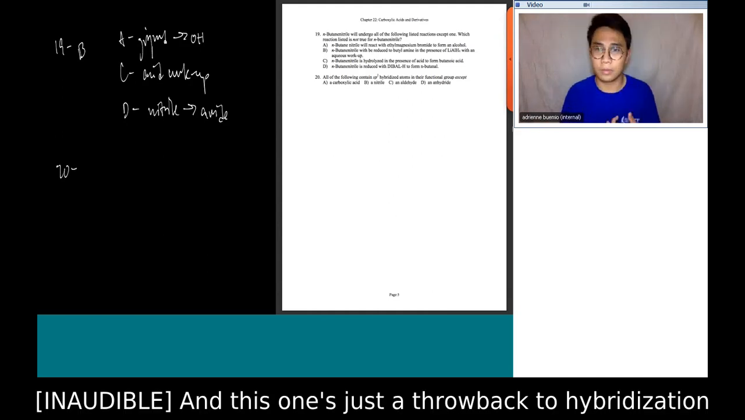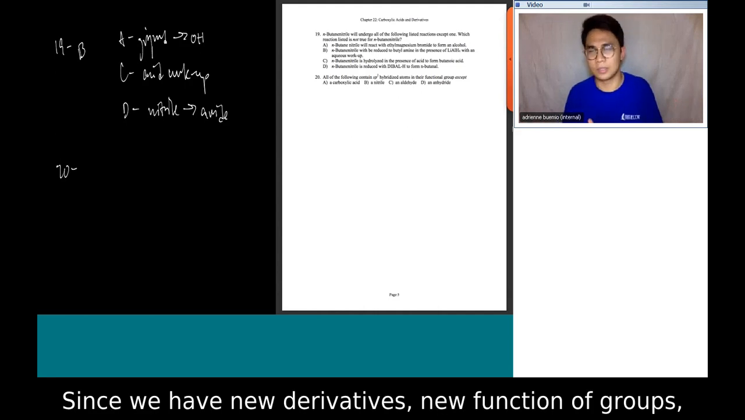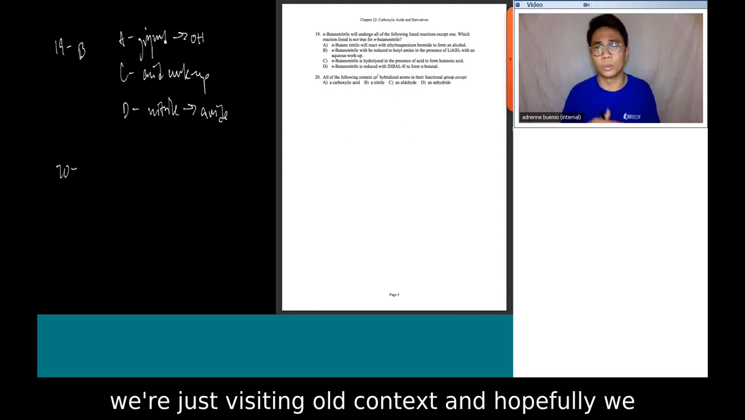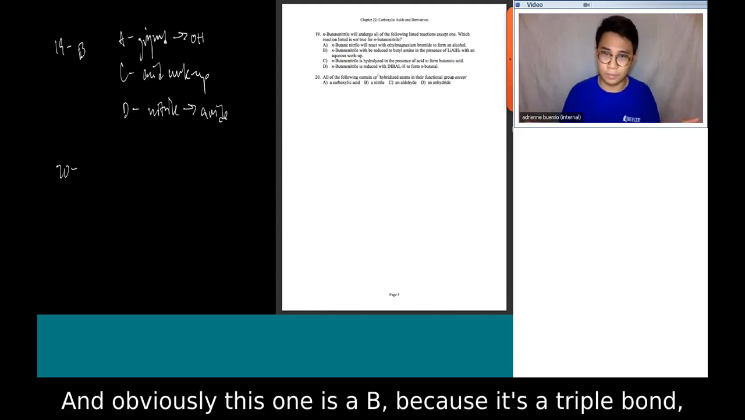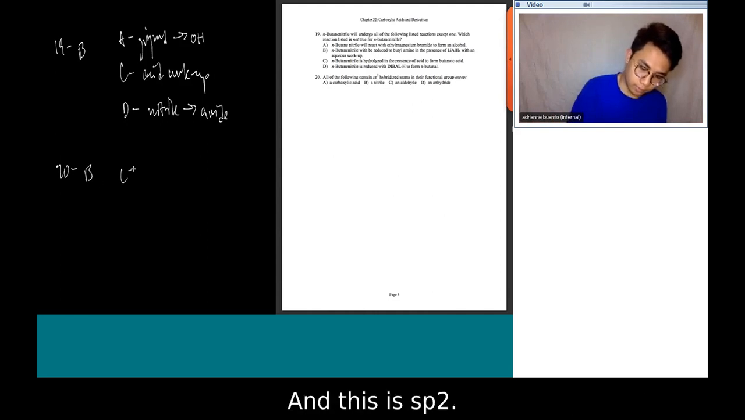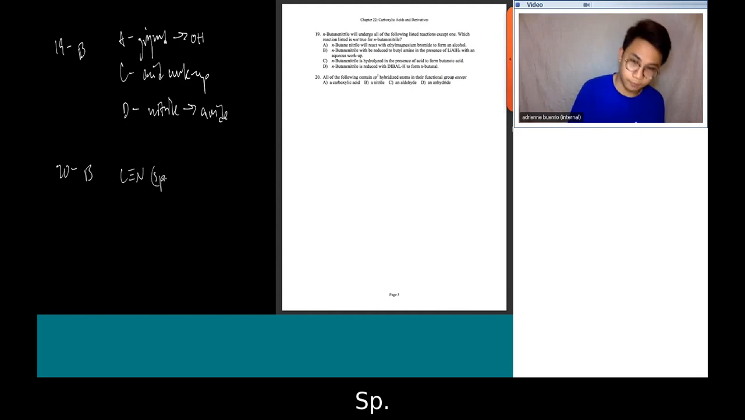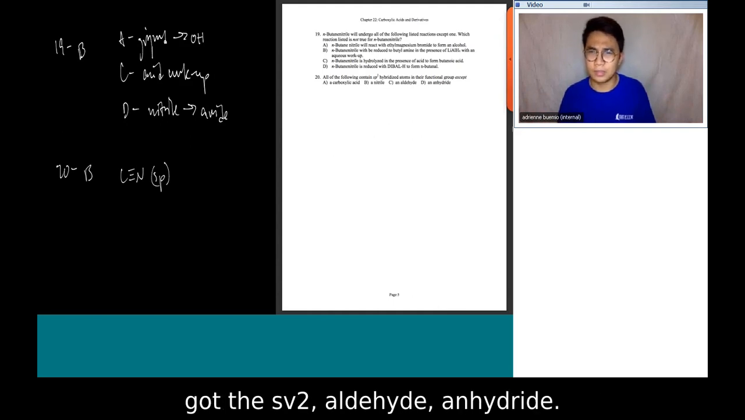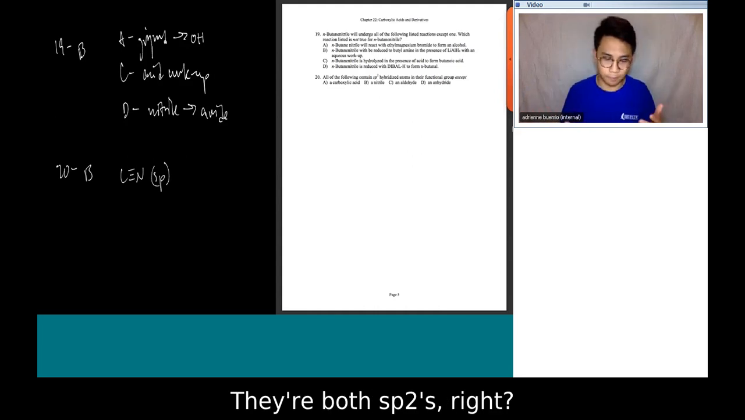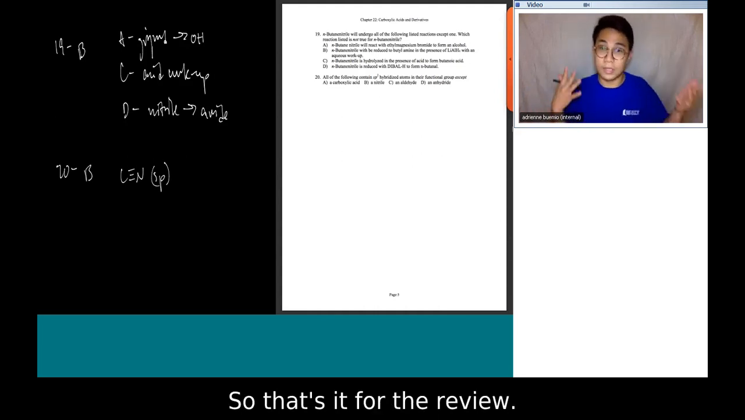And now for 20, all the following contains sp2, and this one's just a throwback to hybridization again, right? Since we have new derivatives, new functional groups, we're just visiting old concepts that hopefully we haven't forgotten, right? And obviously this one is a B because it's a triple bond, right? And this is sp2, sp, and everything else here, carboxylic acid, sp2, aldehyde, and hydride, they're both sp2s, right? Okay, so that's it with the review.